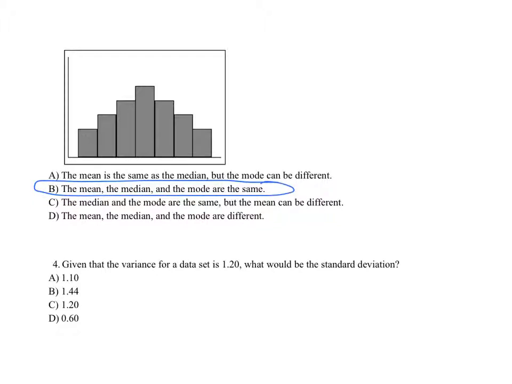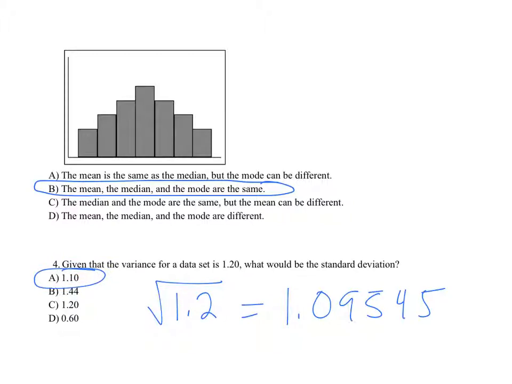Part B. Oh, these look familiar from our practice tests. Given the variance, what do we got here? Variance measures volatility. It's based on the mean, and the root is the standard deviation. So take the square root of 1.2, and you'll get 1.09545, which rounds to this guy right here. Good job.